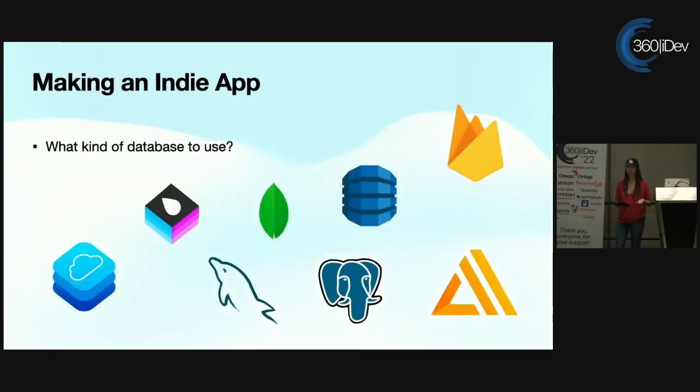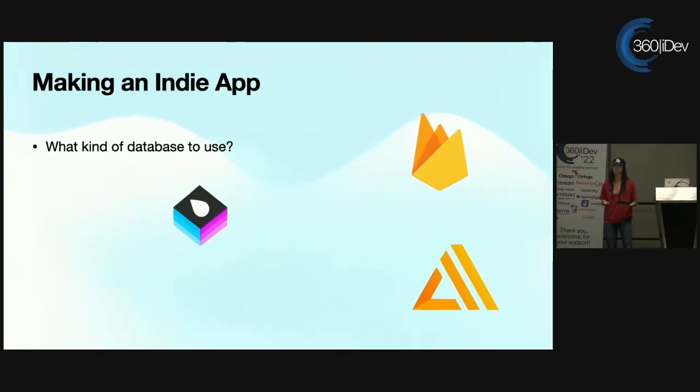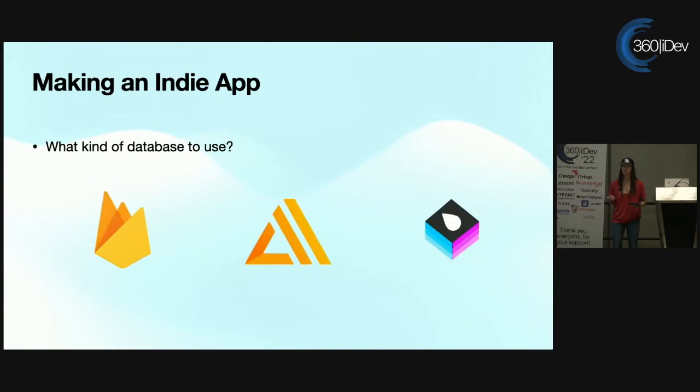So we are making an indie app, but what database do we use? For this talk, we are going to be focusing solely on Firebase, AWS Amplify, and Vapor with Postgres. But I've looked at my presentation and I was like, I actually talk about all the databases you can use with Vapor, not just Postgres.